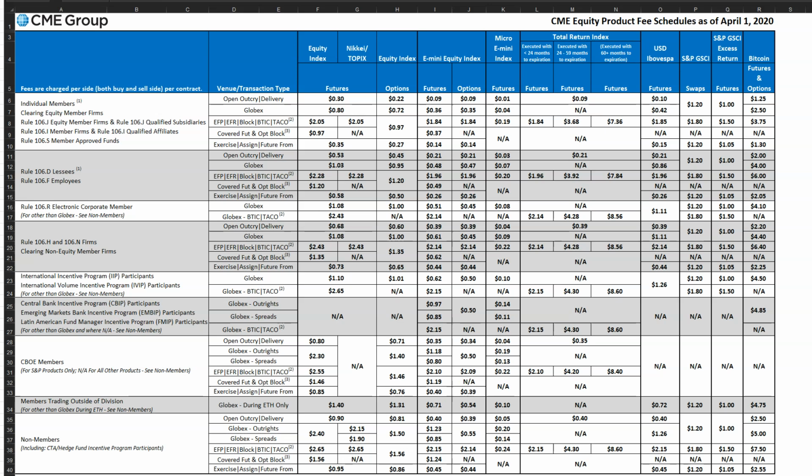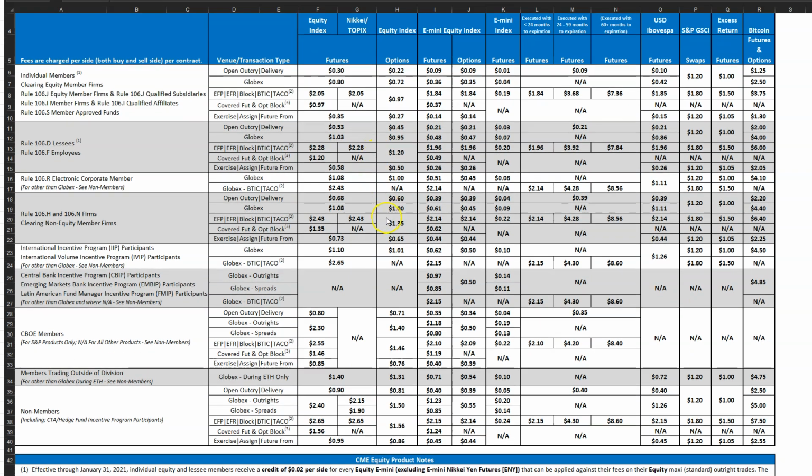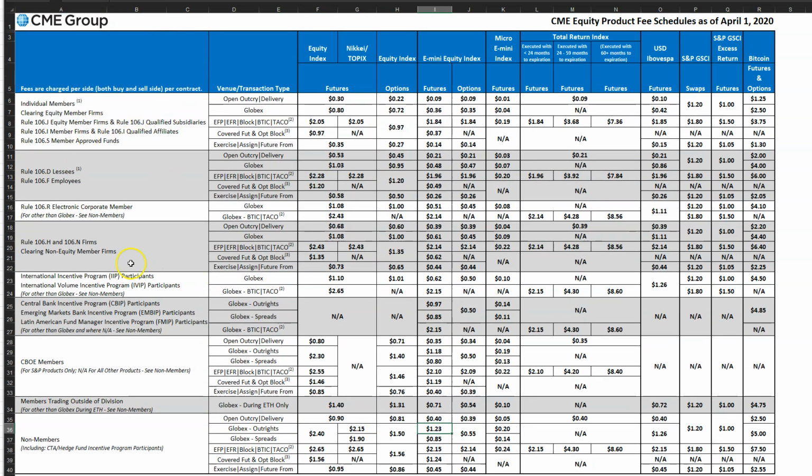So here, this is the CME's fee schedule. You'll see they've got lots of different types of fees. So you see non-members here and what you're paying per lot per side. It does not include your NFA fee. I'll go through all that in a second. This is just purely CME fees, and these are their different types of memberships.